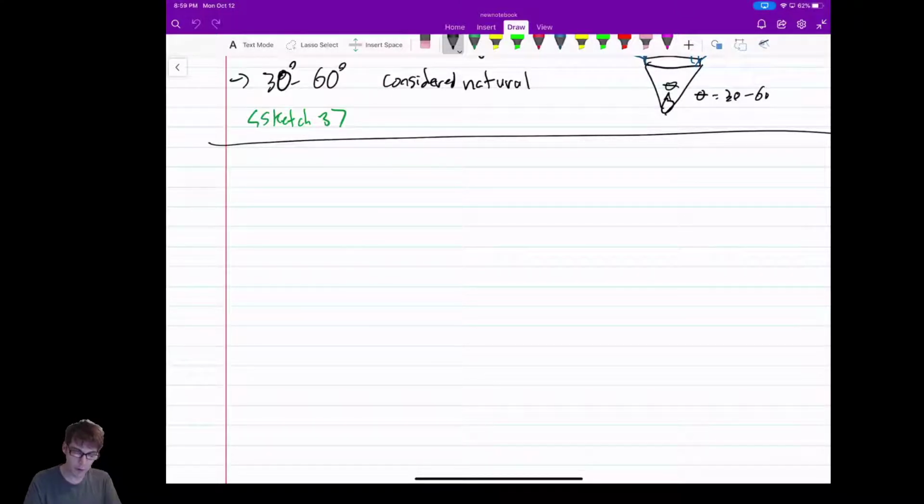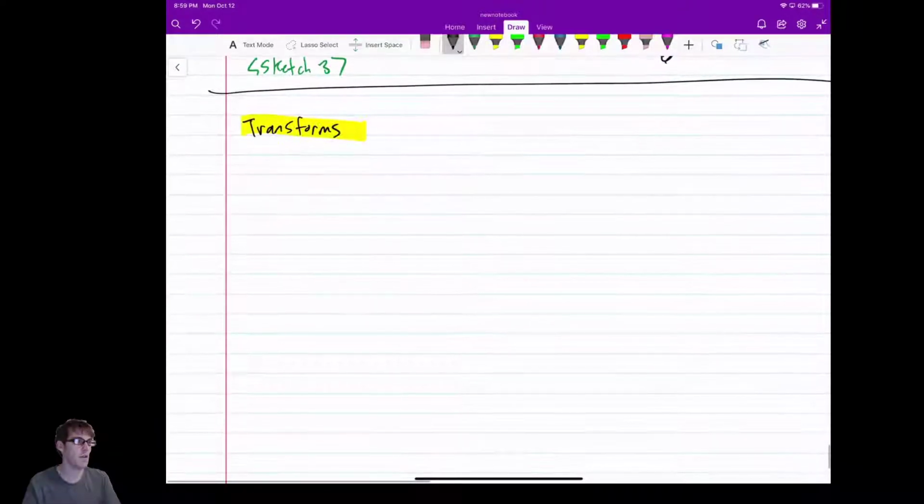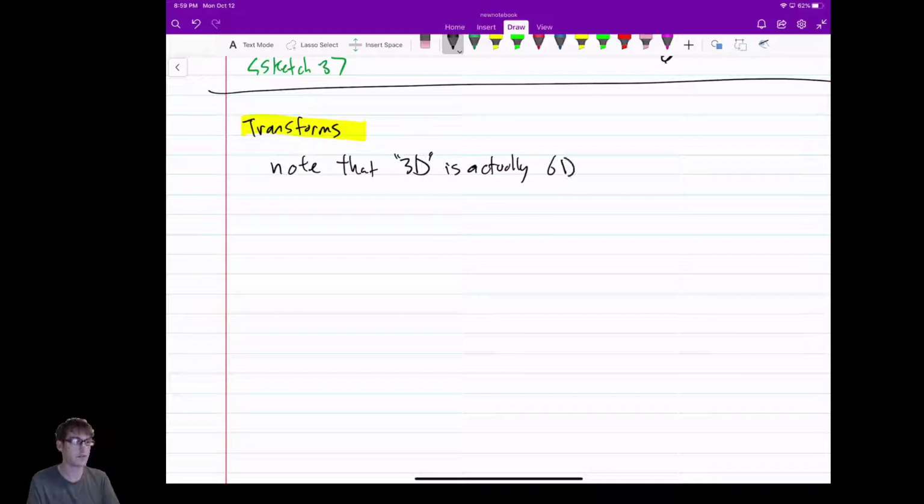Hey, so now that we're working in 3D, let's rethink all the transforms that we've learned previously. First thing I'll talk about is when we say 3D, let's note that it's not actually 3 dimensions. And this becomes relevant now with some of our transforms. So note that 3D is actually 6 dimensions. Okay, we have 6 degrees of freedom.